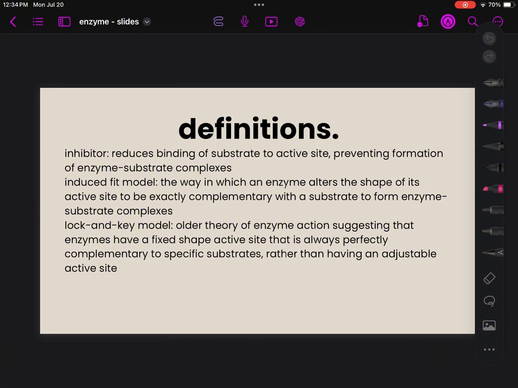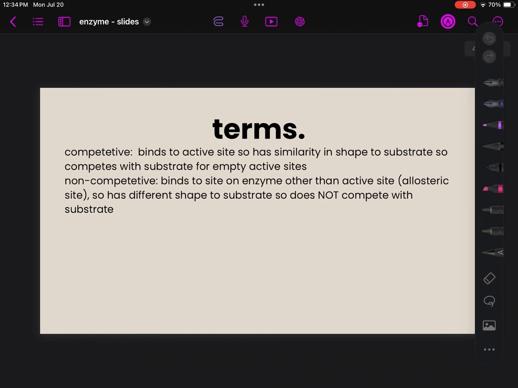And a lock and key model is the older theory of enzyme action, suggesting that enzymes have a fixed shape active site that is always perfectly complementary to a specific substrate, rather than having an adjustable active site. And onto some key terms. Competitive refers to when an inhibitor binds to an active site, so has a similarity in shape to the substrate, so competes with the substrate for empty active sites. And non-competitive refers to binding to a site on the enzyme other than the active site, which is also referred to as the allosteric site, so it has a different shape to the substrate and does not compete with the substrate.